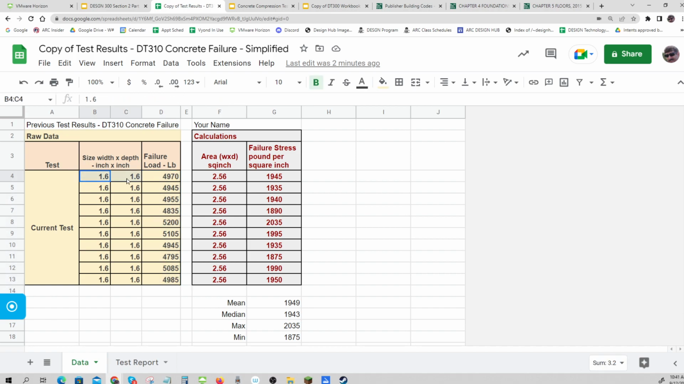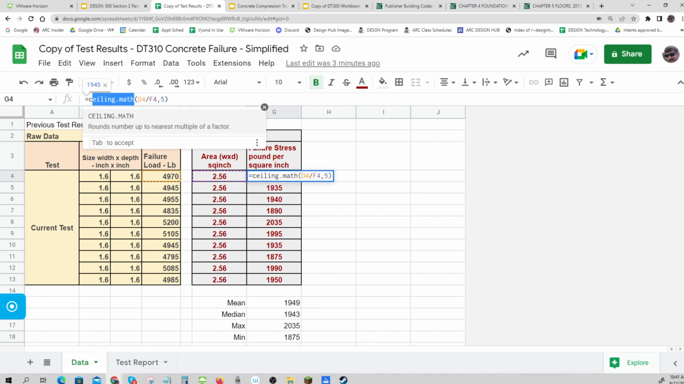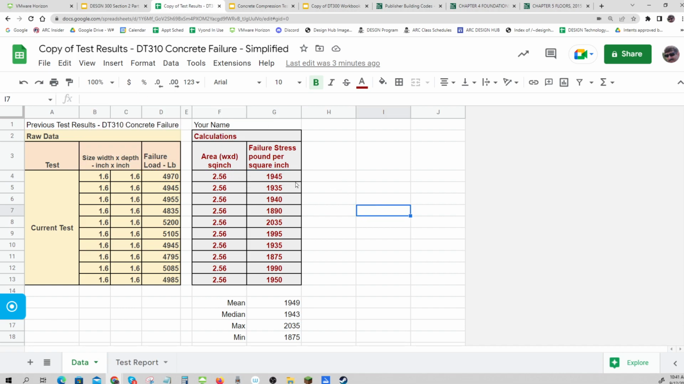So that's the size. And of course, this is the size that I'm pushing on. So I'm pushing on an area of 2.56, length times width. Okay, and my failure stress is pounds per square inch. Per means divide by. So pounds per square inch. And again, I did this little roundup thing to the nearest 5. So that's what this data is.